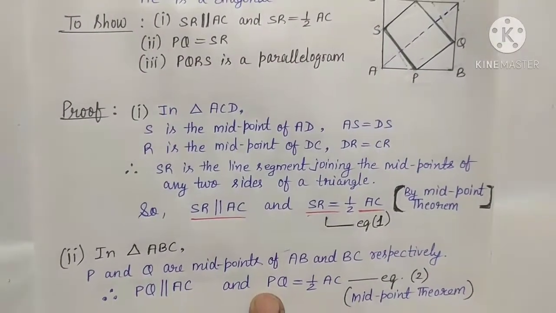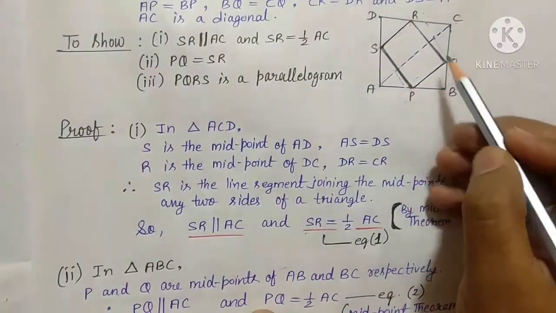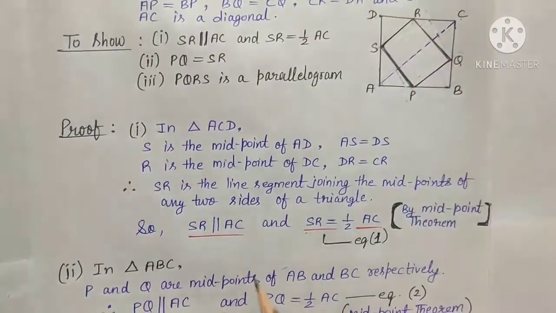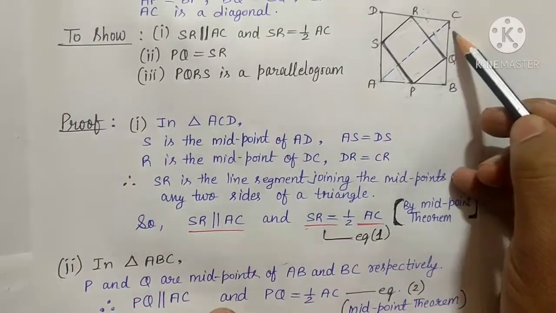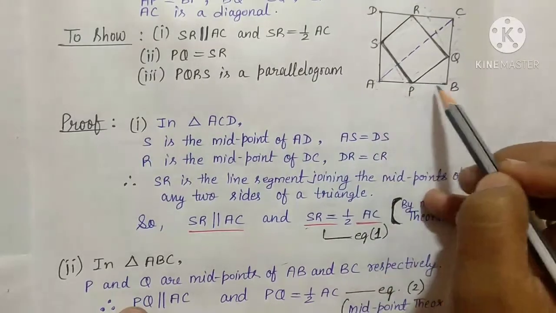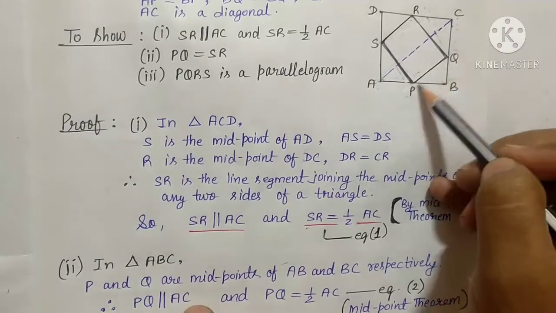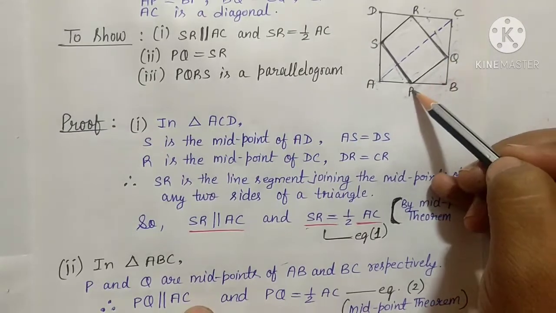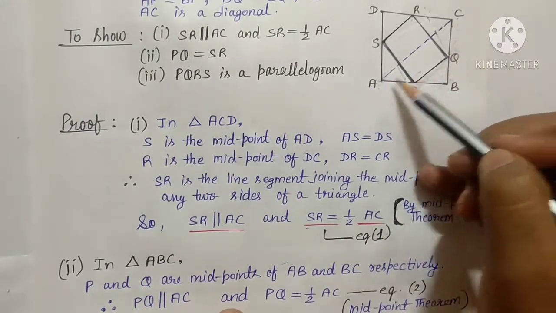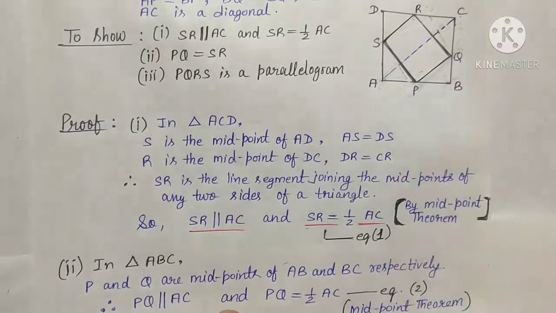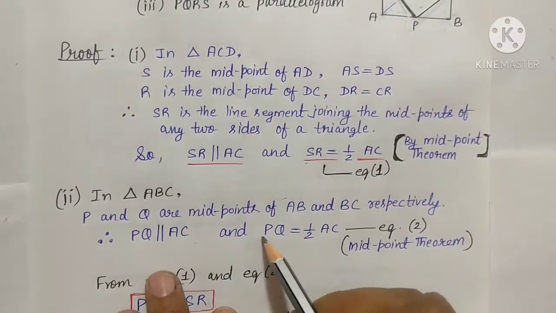In the second part, we have to prove that PQ is equal to SR. Now in triangle ABC, P is the midpoint of AB and Q is the midpoint of BC. Again, PQ is a line segment joining the two midpoints. Therefore, by the midpoint theorem, PQ is parallel to AC and PQ is half of AC.